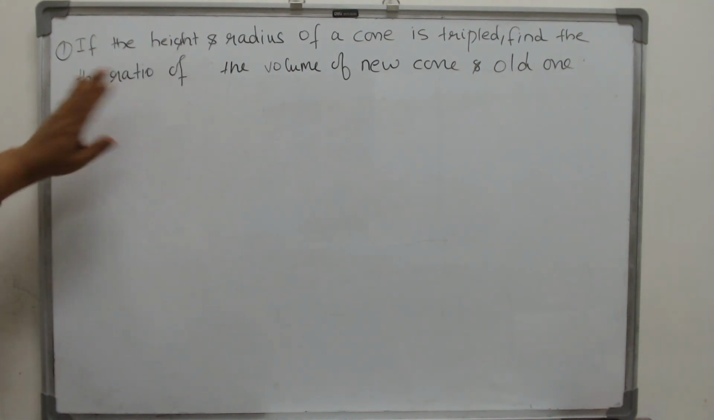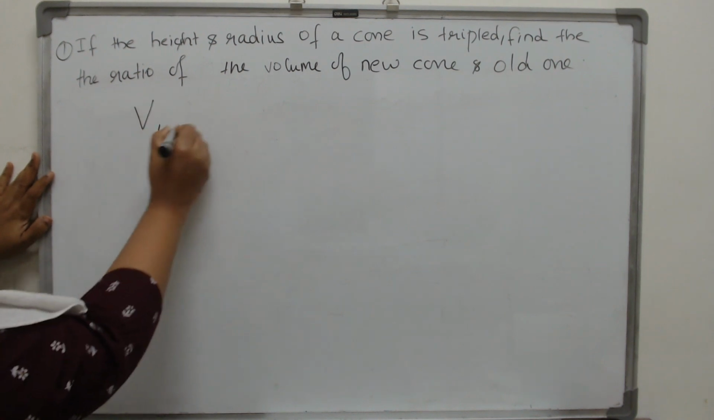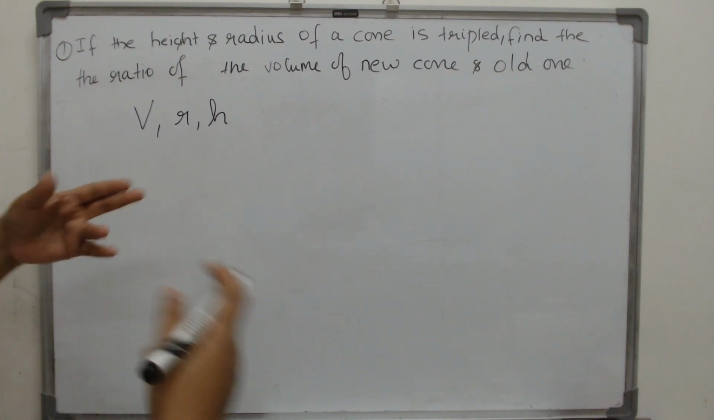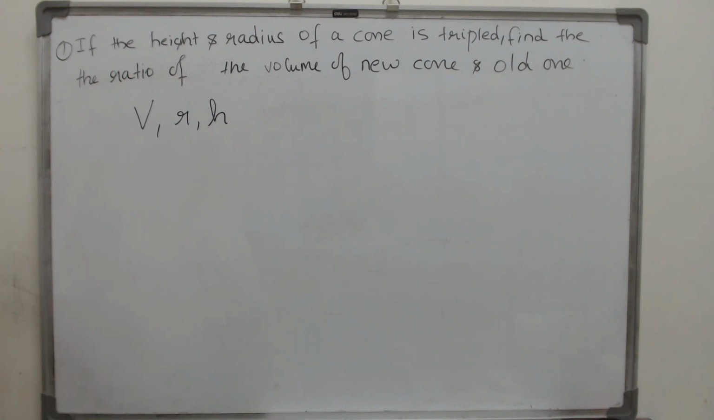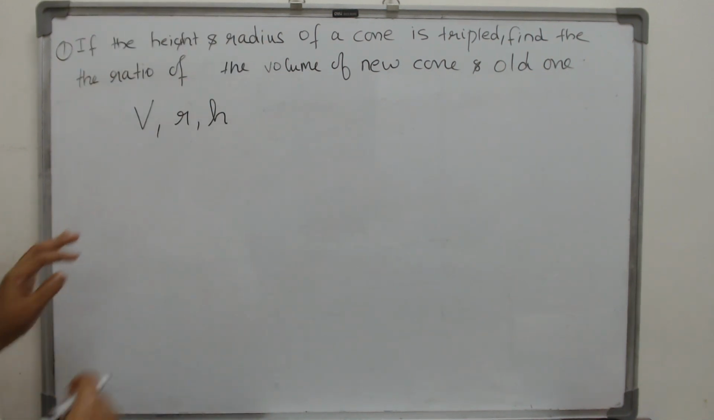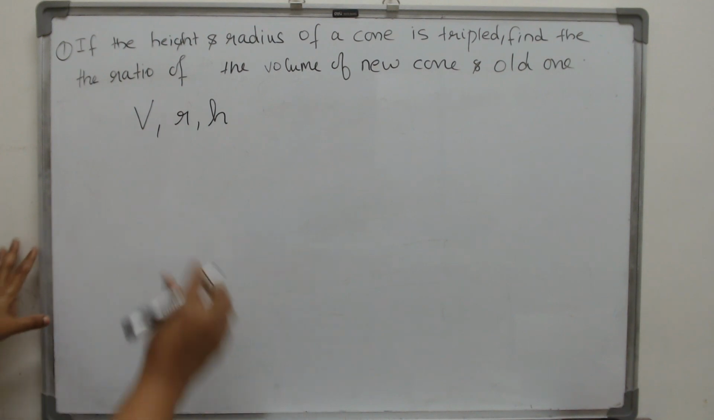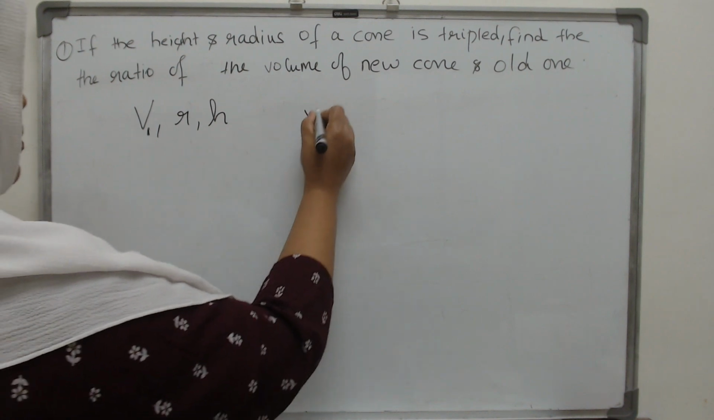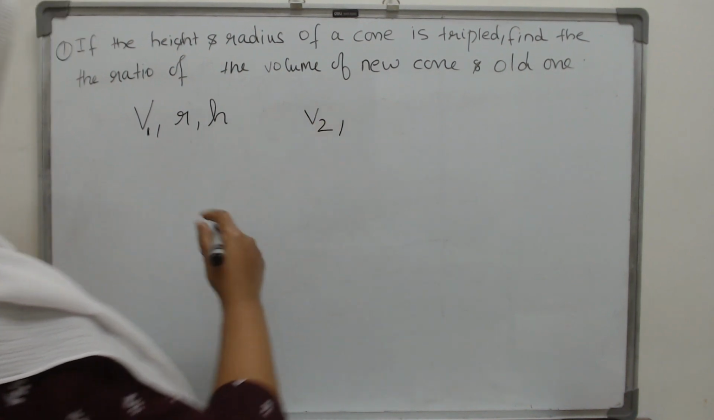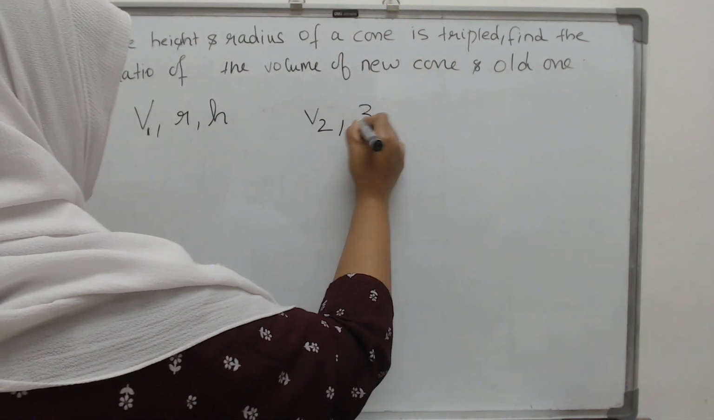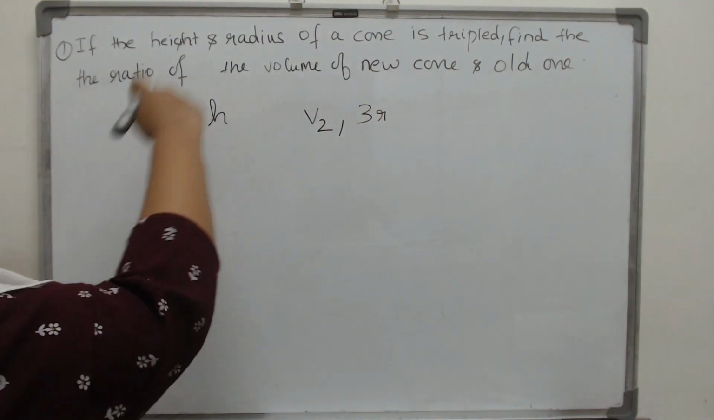Now what do you see here? You have a cone here. It has a radius and it has a height. Now we are tripling the height and the radius. Tripling is into 3, doubling is into 2. Now what are we doing? We are increasing the height. So what does that mean? Your volume is going to change. Now you cannot use V here. Use V1 and the new cone let it be V2. Then what about its radius? 3 times this. It is tripled. What about its height? 3 times this height.